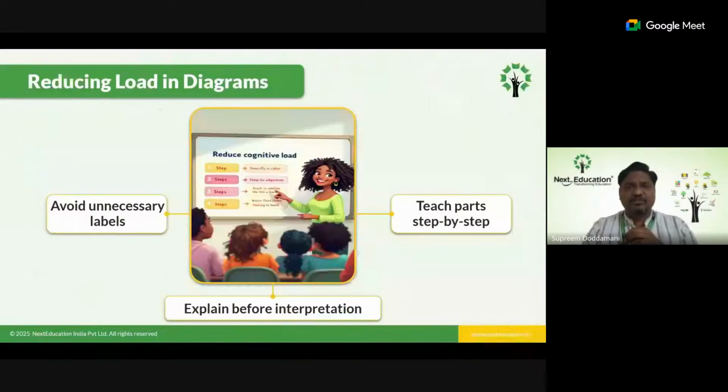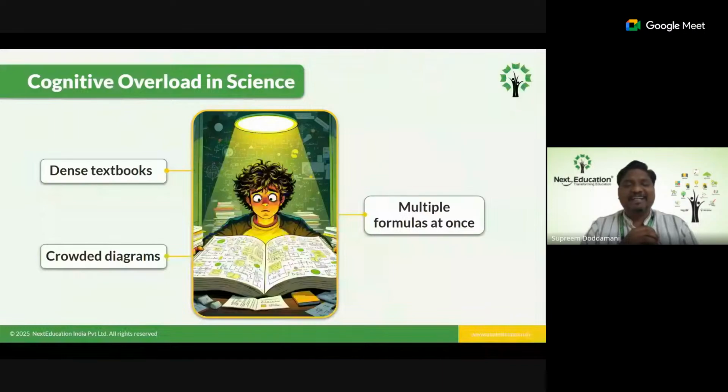So what we are supposed to do with diagrams: keep them as simple as possible. Do not club multiple concepts at once. Let me explain multiple formulas at once with an example. In grades 7 and 8, we have a formula for density, right? Density is equal to mass by volume.